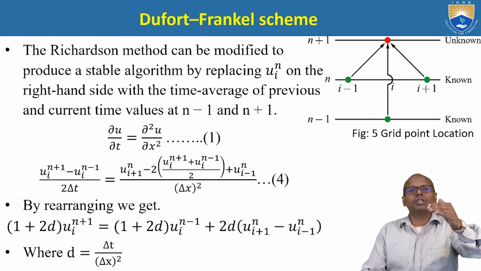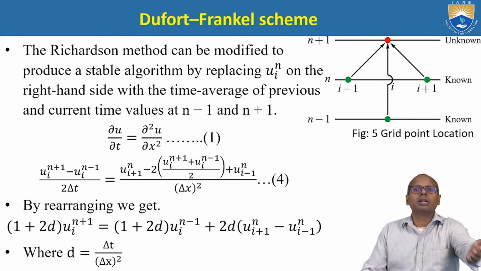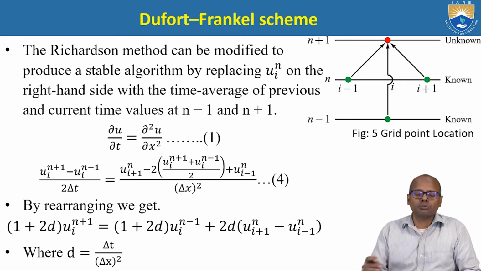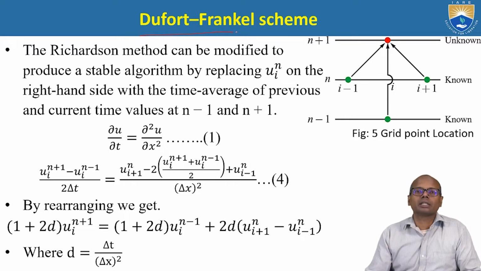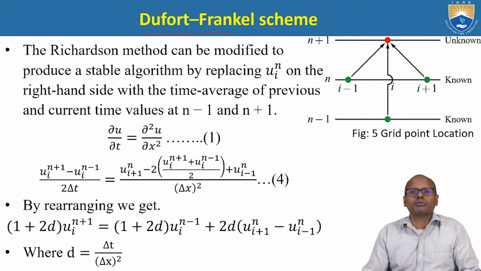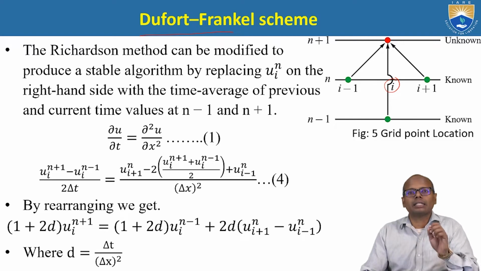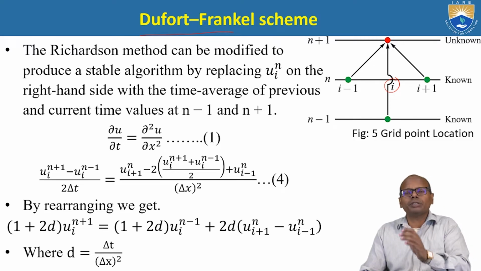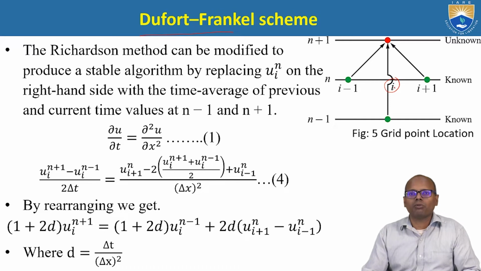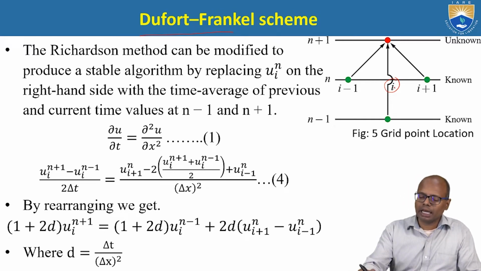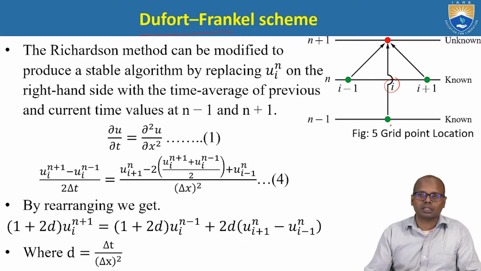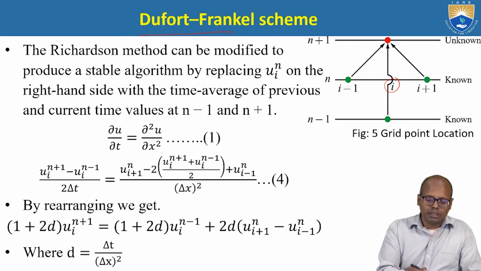Now the Richardson method, which was unstable, was modified by Dufort and Frankel, and it is called the Dufort-Frankel scheme. What they did is they eliminated this u_i^n term. In place of u_i^n, they have taken the average of u_i^(n+1) and u_i^(n-1). So this is the same.